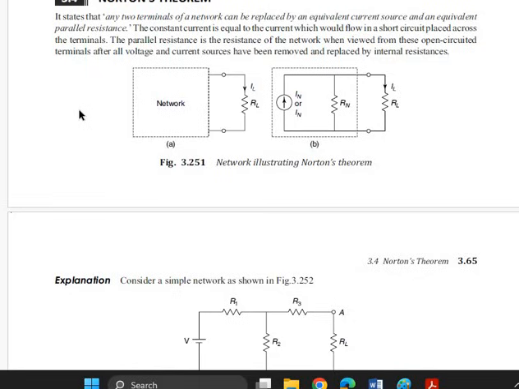Today we are going to discuss Norton's theorem. It states that any two terminals of a network can be replaced by an equivalent current source and an equivalent parallel resistance. This is nothing but an equivalent circuit of Norton's theorem.